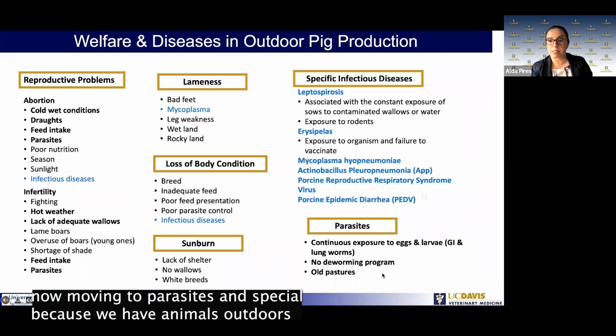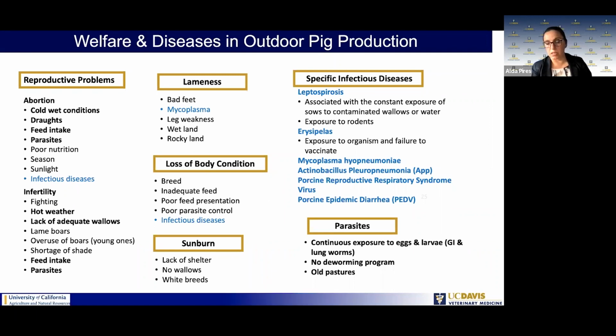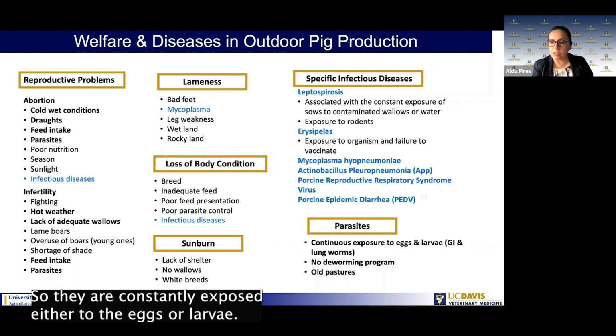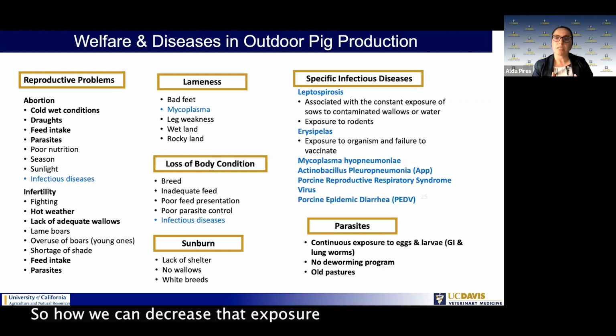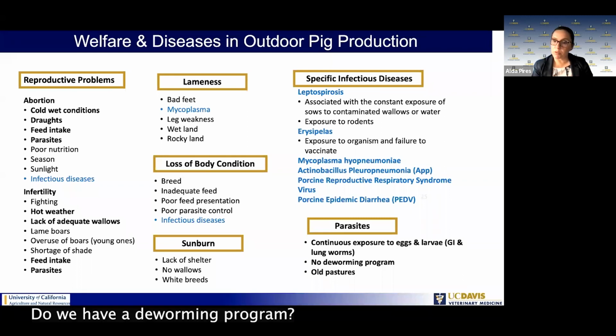Now moving to parasites, especially because we have animals outdoors, on pasture. Some of these parasites, in their gastrointestinal tract or lungworms, have a cycle that goes through the pasture or through the grass, so the animals are constantly exposed to either the eggs or larvae. How can we decrease that exposure? Think about your pasture and rotation of pastures. Do we have a deworming program? Is my dewormer working?